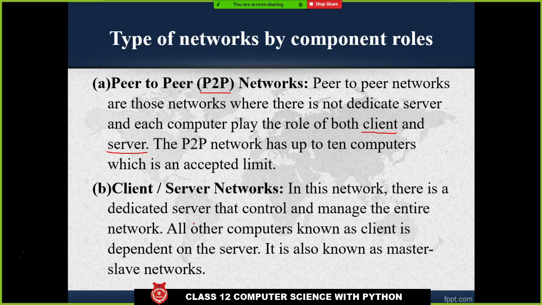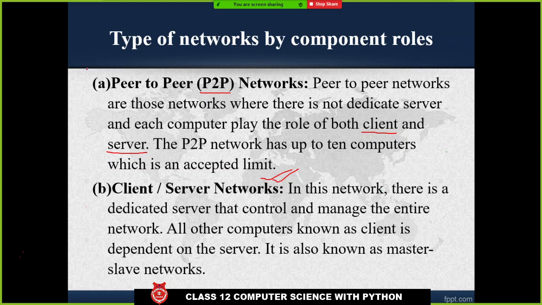Another form is the client-server network. In this network, there is a dedicated server that controls and manages the entire network. All the computers, known as clients, are dependent on the server. It is known as a master-slave network. This is much more popular, and the server has the supreme authority. The server has the admin role, and all the computers connected to the server are only clients.